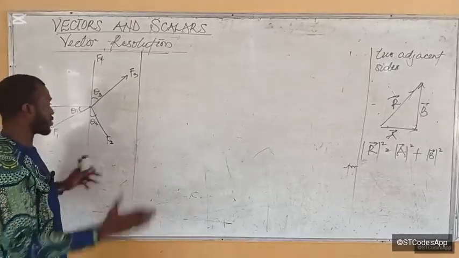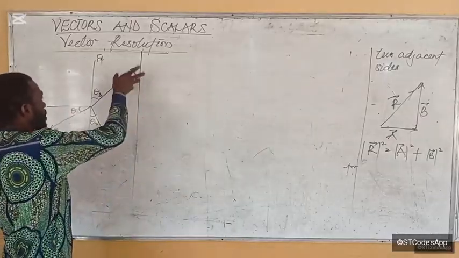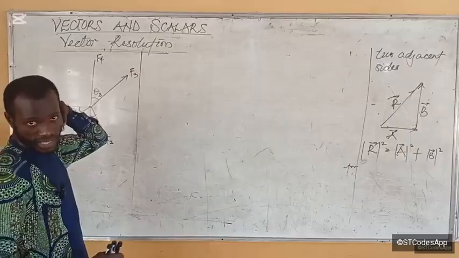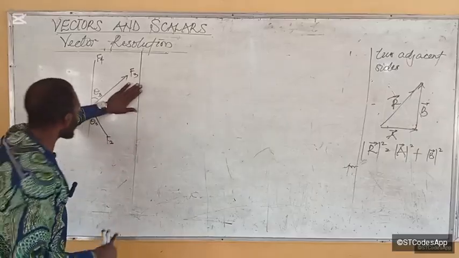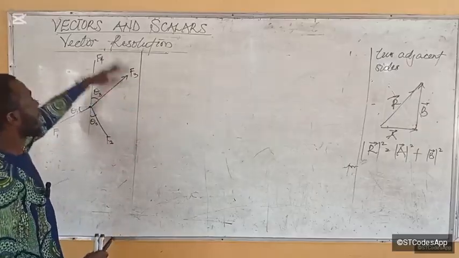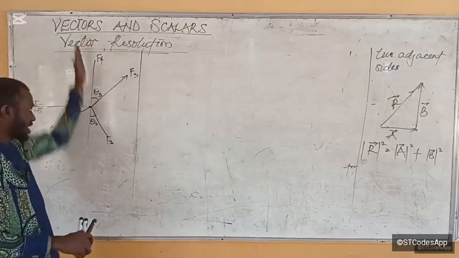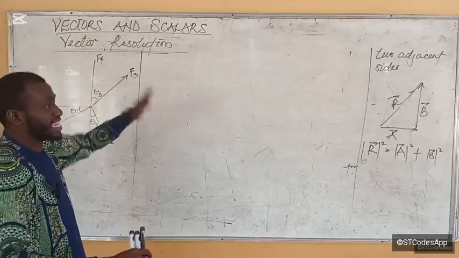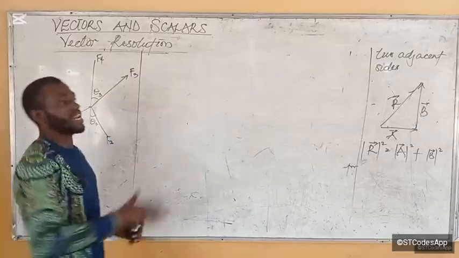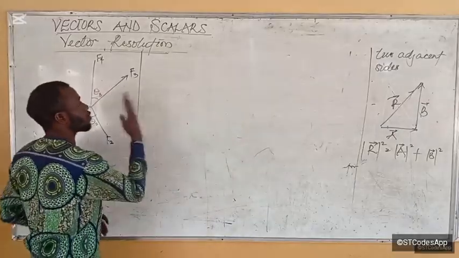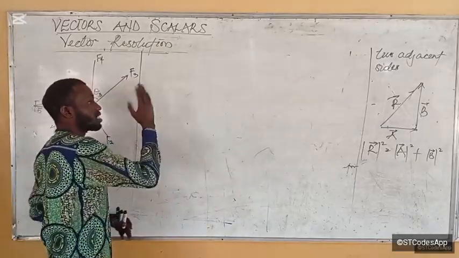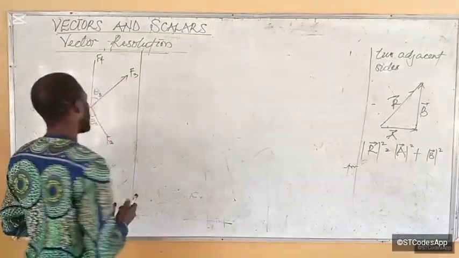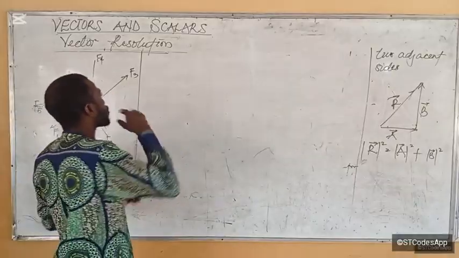Now, as I said, we cannot just say F1 plus F2 plus F3 plus F4 plus F5 like that. The reason is because some of these forces are not exactly on the X component or on the Y component. They are lying in between. And if they lie in between, it means they have both components, both X and Y. That's the meaning.